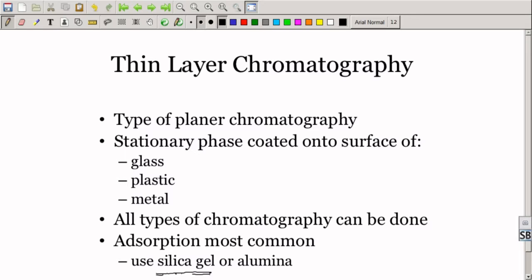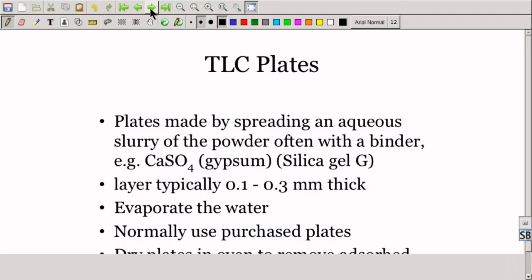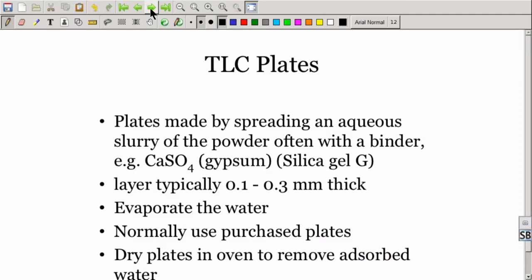Okay, occasionally alumina, occasionally also paper is used, or cellulose, because cellulose would also fall into the category of normal phase chromatography. How do you make these things? Well, you typically spread an aqueous slurry of your stationary phase on a layer. And back in the bad old days, they were made by hand.